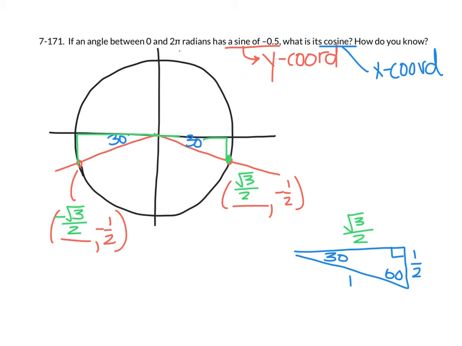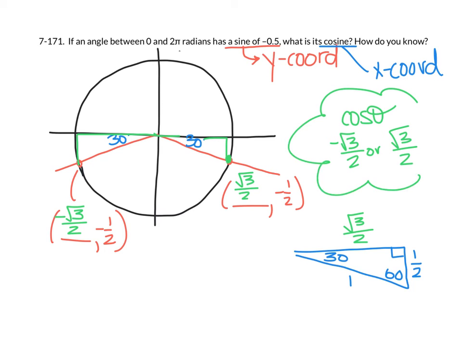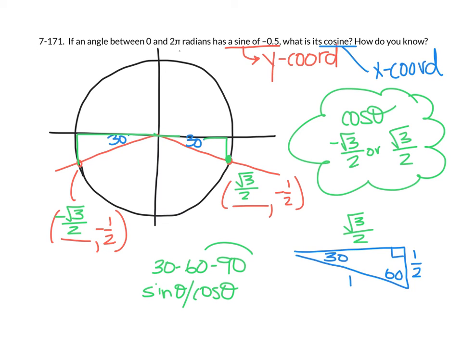Well, cosine is exactly that x-coordinate. So I have two cosine values, right? Cosine of that angle, and let's just call it cosine theta in this particular case, is going to be either -√3/2 or +√3/2. And in our explanation, we would want to be sure that we used what we know about 30, 60, 90 right triangles, and what we know about sine and cosine, those coordinates on that unit circle.